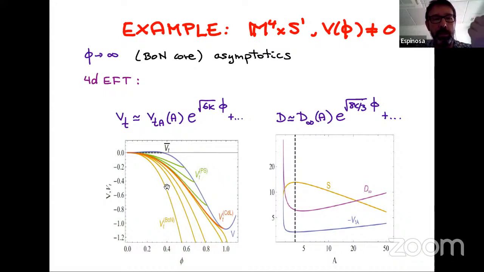Remember, when I showed you the de Sitter case, there was a full family of solutions. The same happens for these BON solutions when you decay from Minkowski. This A is simply labeling this family, okay? Now, as a function of this label, you can plot what you get for this particular potential. You get the prefactor for the tunneling potential here, and this prefactor for the D function here. And the other curve is just showing you the action associated to these BON solutions, okay?